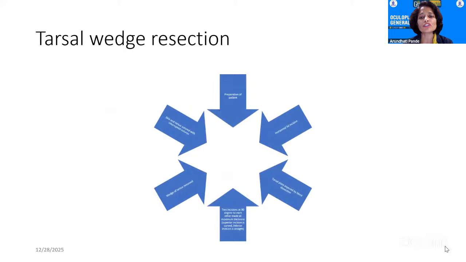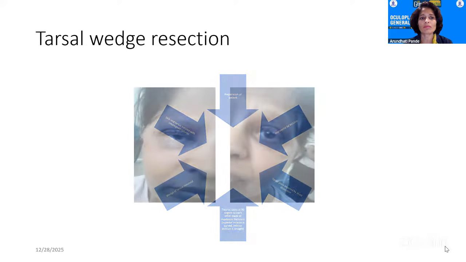So after preparation of patient, horizontal lid incision. The horizontal incision is around 3 millimeters from the lid margin and tarsal plate exposed by blunt dissection. Two incisions at 90 degrees to each other are made at maximum thickness. Superior incision is curved and inferior incision is straight, so that a wedge-shaped incision is taken, and wedge of tarsus removed. Skin and tarsus sutured with interrupted sutures.